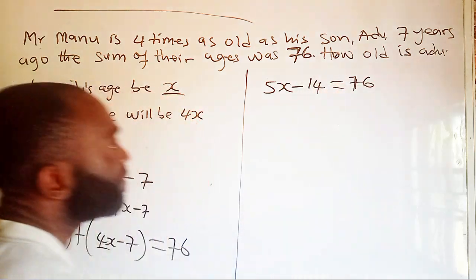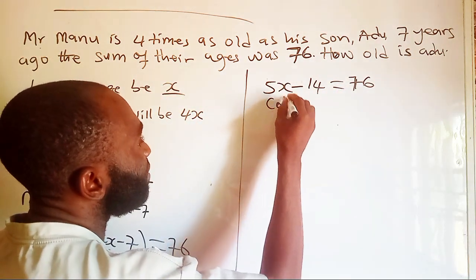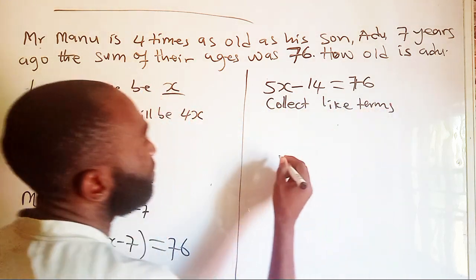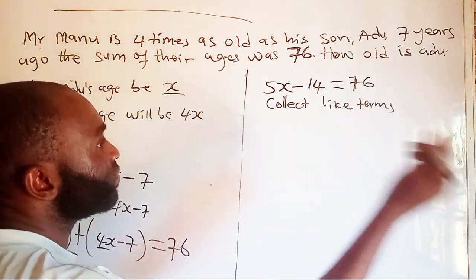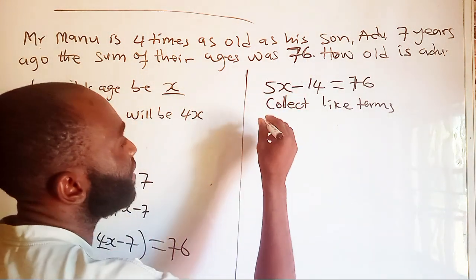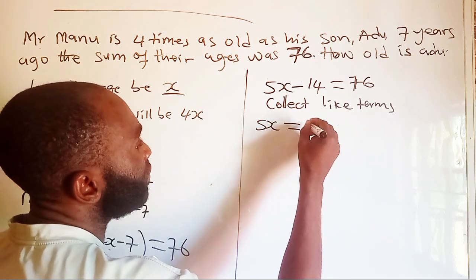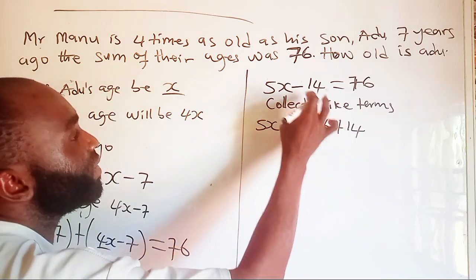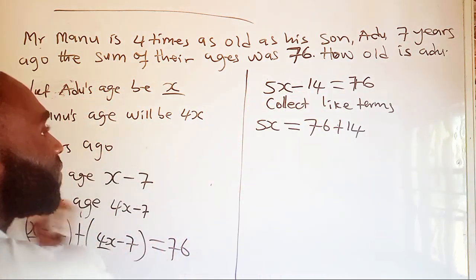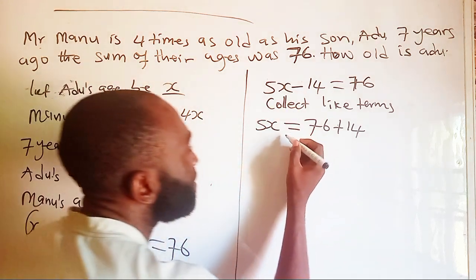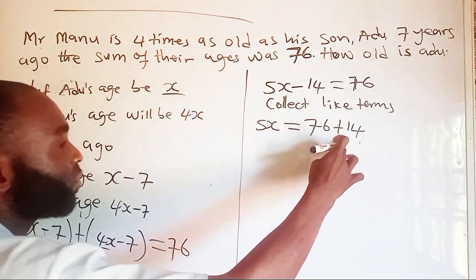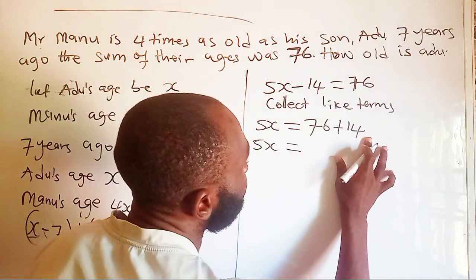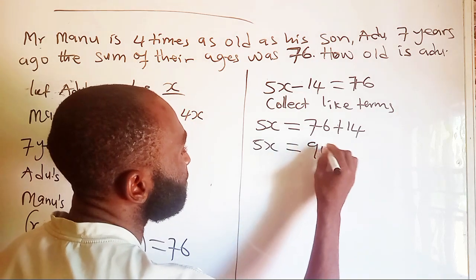76, right? So here we are going to collect like terms. We're going to take the constant to the other side, and the variables to the left hand side. We'll have 5x is equal to 76 plus 14. This changed to plus 14 because it was minus 14 before. From the left hand side, while crossing the equal sign to the right hand side, it changes to plus 14. So 76 plus 14 will give us 90.